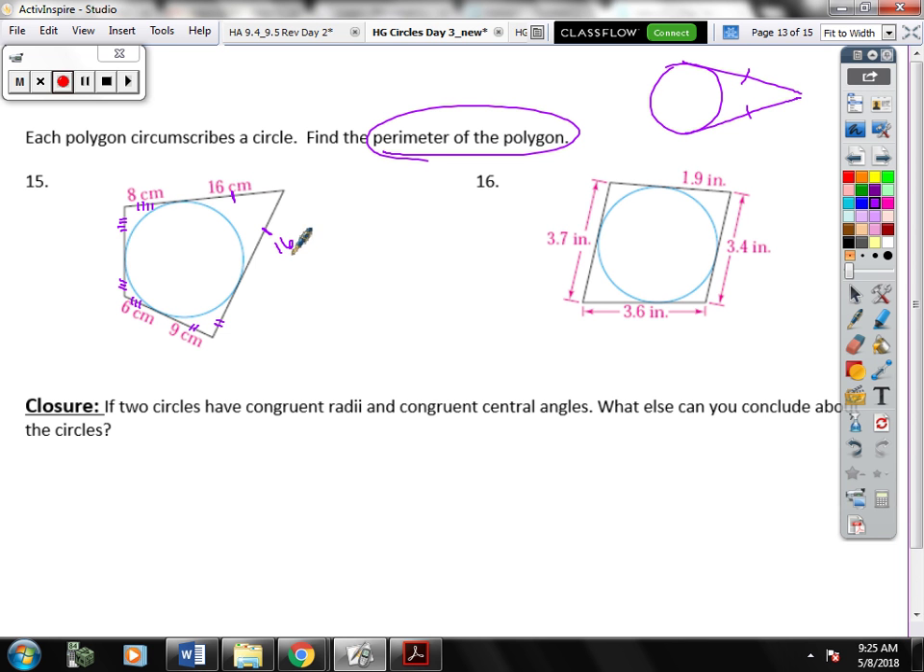So if this is 16, this is 16. This is 9, this is 9. 6 and 6, and 8 and 8. And all we have to do is add up all the numbers. So we'll literally add 8 plus 8, 16 plus 16, 9 plus 9, and 6 plus 6. We should get 78.